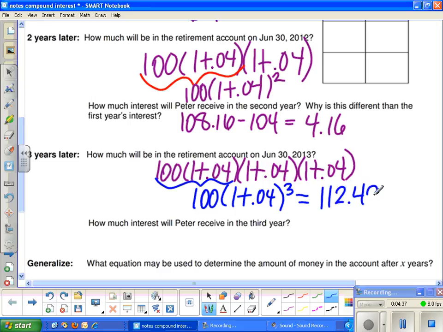Everybody make sure you can get this in your calculator. I know Dylan said it and I already put it up here, but you need to make sure you can get that. Don't just write it down because somebody already said it. Make sure you can put this in: 100 parentheses 1.04 closing parentheses to the third power. And if you're talking about third, fourth, and so on, you're going to have to use your exponent key.